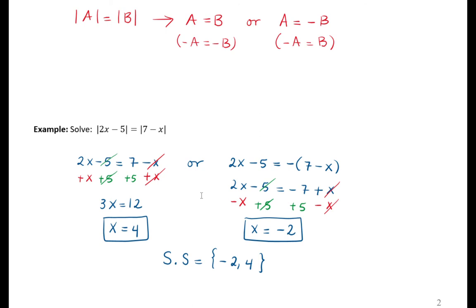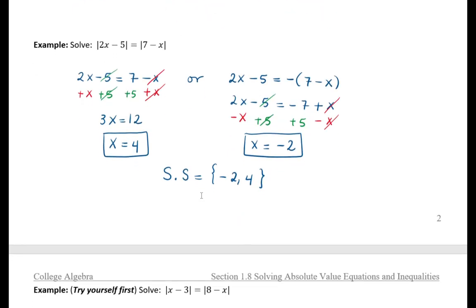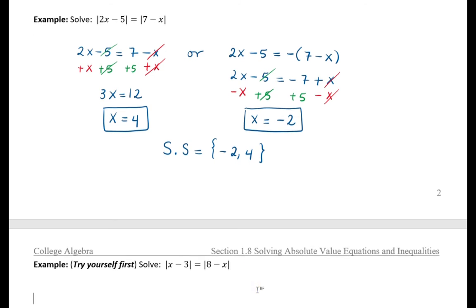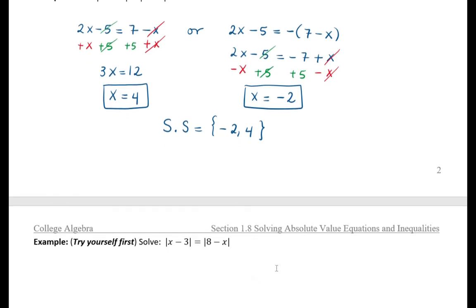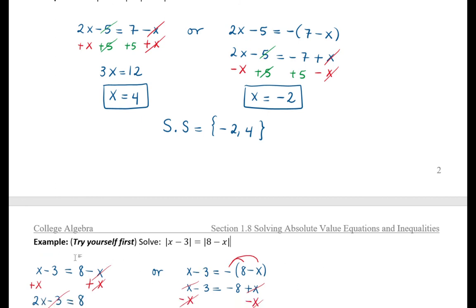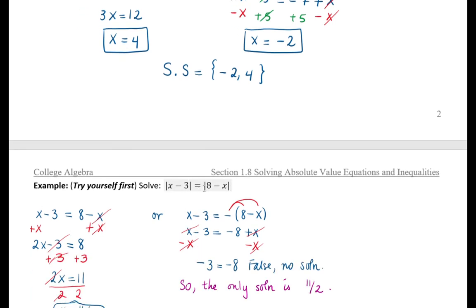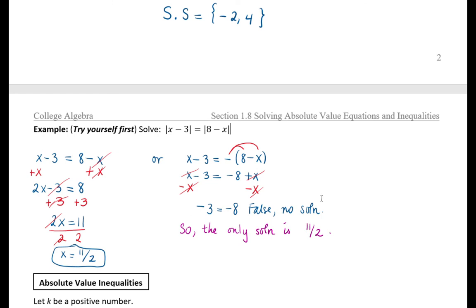Now let's take a look at the try yourself problem. You can try this one. Pause the video and try that one. You will see something interesting in this case. If you work on this problem, folks, the thing is this: you set them equal to each other, or you set x minus 3 equal to the negative of 8 minus x. In one equation you get no solution, so you only get one solution. That may happen, just be careful, that may happen.